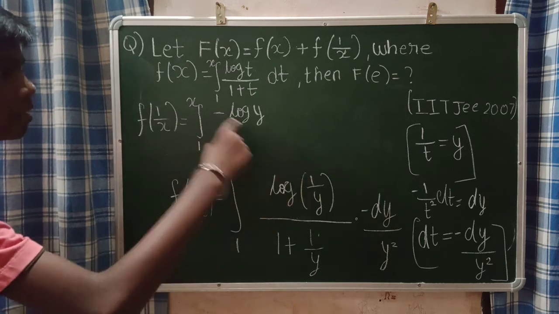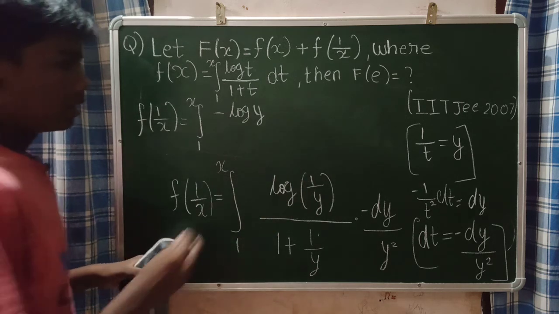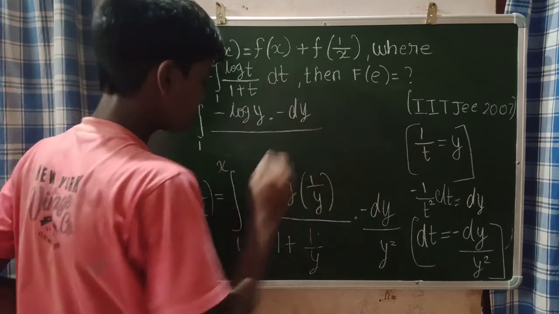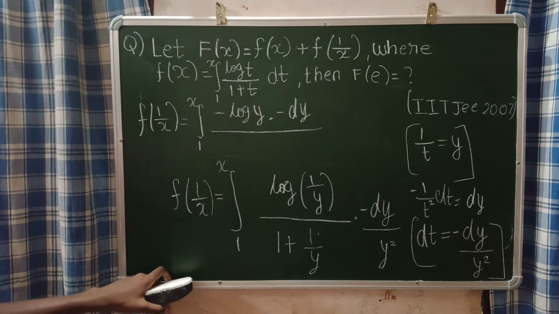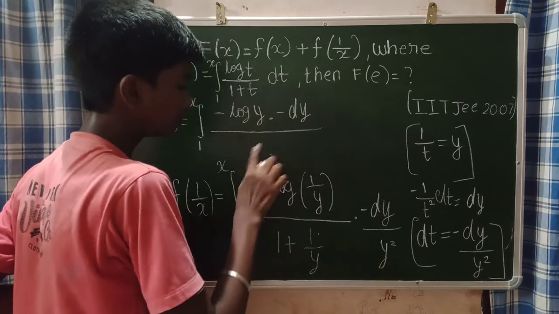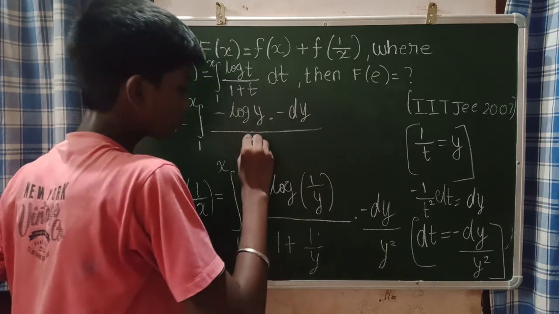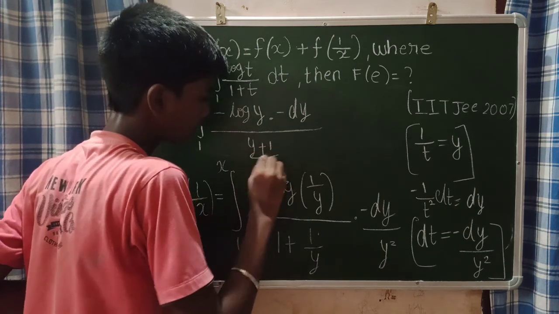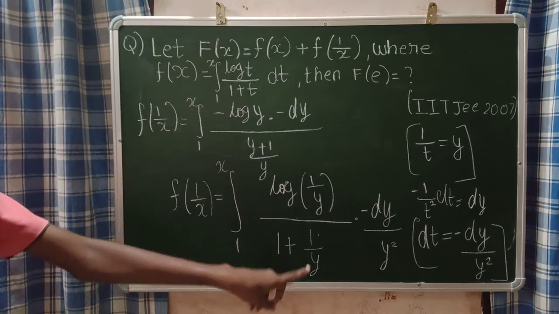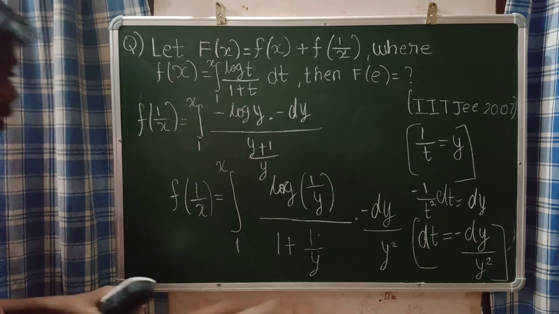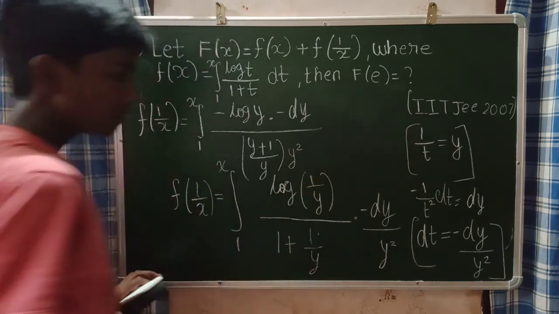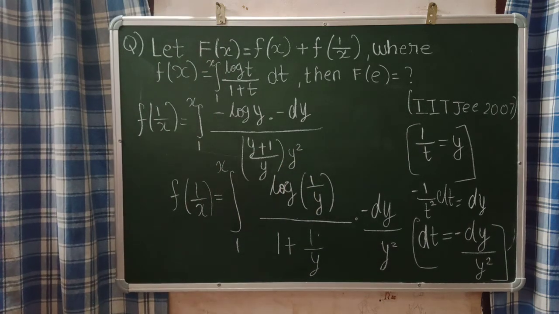So log of 1 by y will be minus of log y into minus dy, then divided by 1 plus 1 by y. What is 1 plus 1 by y? 1 plus 1 by y is nothing but y plus 1 by y, correct now? That is from the LCM. 1 plus 1 by y will be y plus 1 divided by y, into y square. Guys, I hope you understand it.